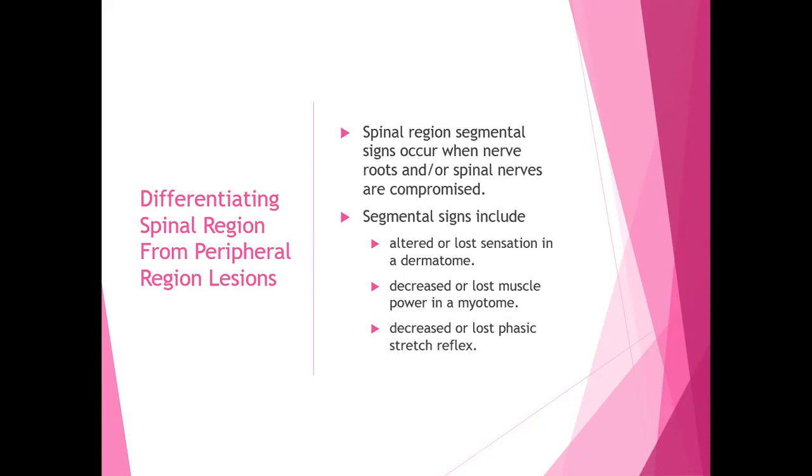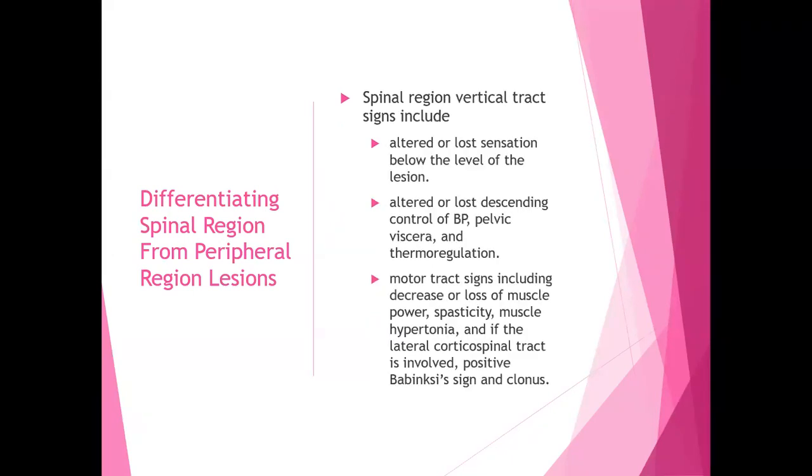So if, say, you had stenosis of the intervertebral foramina, that could cause a spinal nerve to be compromised. Segmental signs are altered or lost sensations in a dermatome or decreased or lost muscle power in a myotome, versus peripheral nerve distribution, and also loss of the stretch reflex, but that's in both, so it's not a differentiating sign.